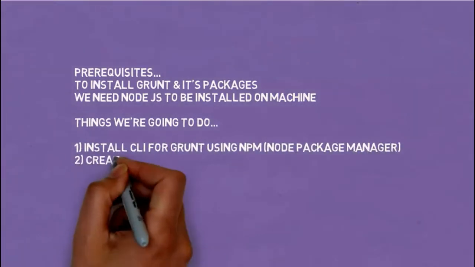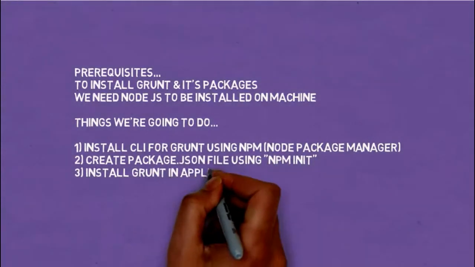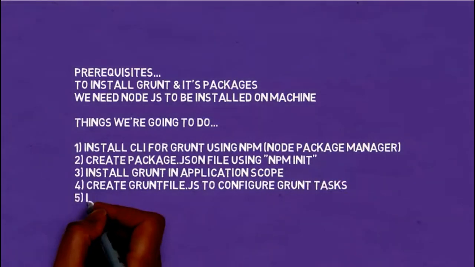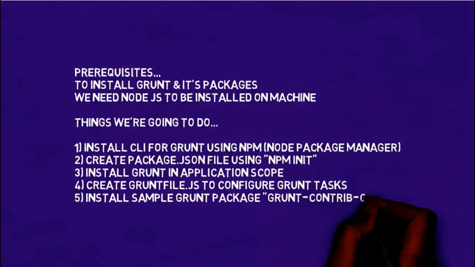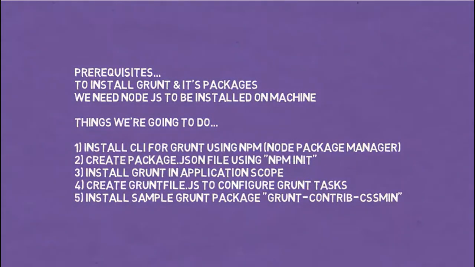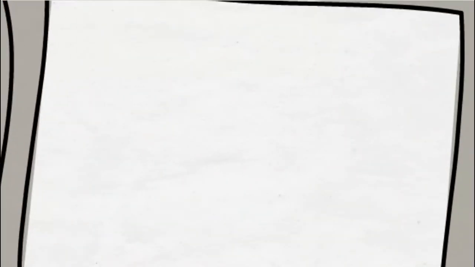Things that we are going to do in this video: number 1, install command line interface for Grunt using Node Package Manager. Number 2, we'll create a package.json file using npm init command. Number 3, we'll install Grunt in application scope. Number 4, we'll create Gruntfile.js to configure Grunt tasks. And finally, we will see how to install a sample Grunt package, grunt-contrib-cssmin, which will help us in future to minify a CSS file. So moving on to a hands-on demo.